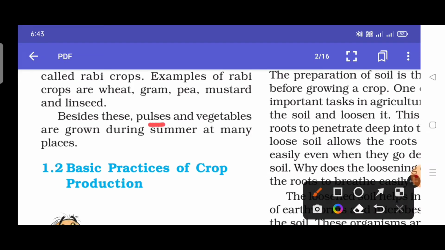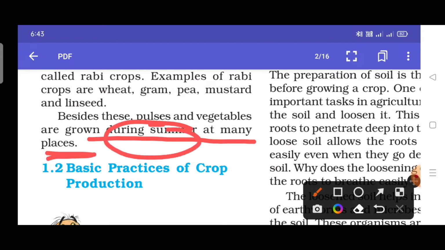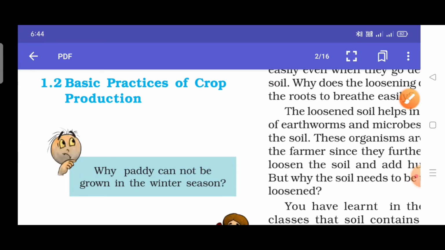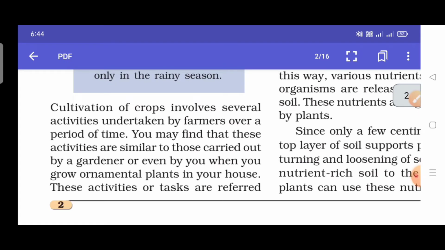Besides these, pulses and vegetables are grown during summer at many places. So, during the summer season, pulses and vegetables are grown in between the rainy season and winter season. Basic practices of crop production.